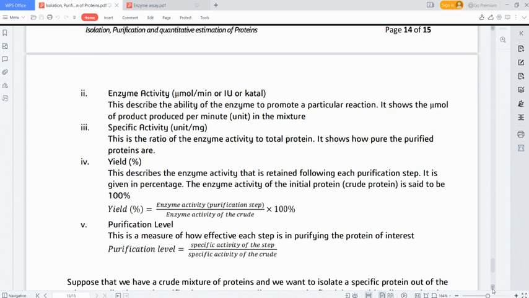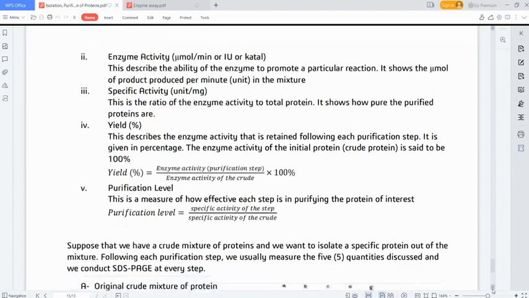And then we determine the purification level. We measure how effective each purification step is in purifying the protein of interest. And how do you get that? Specific activity of that step divided by specific activity of the crude.